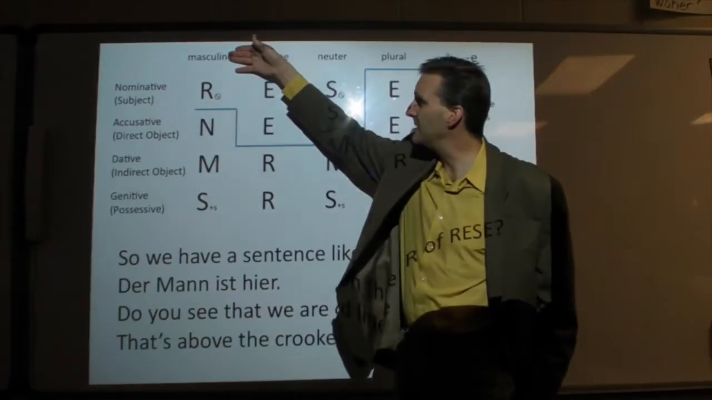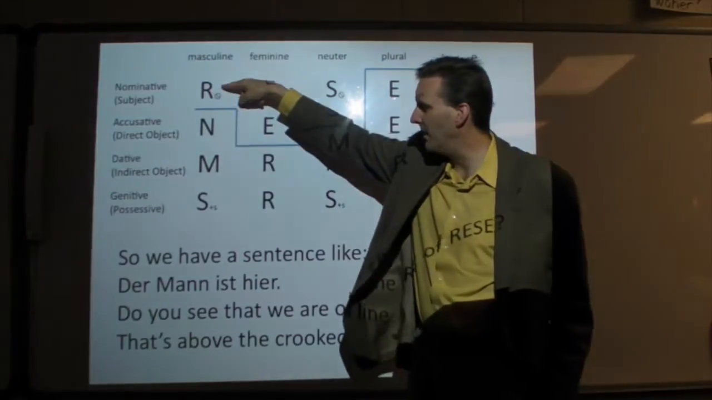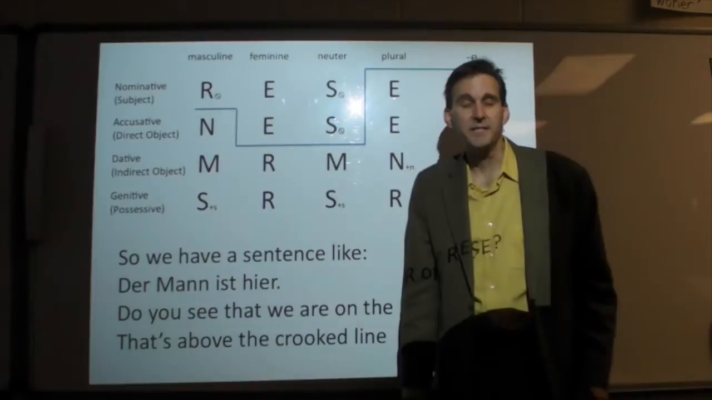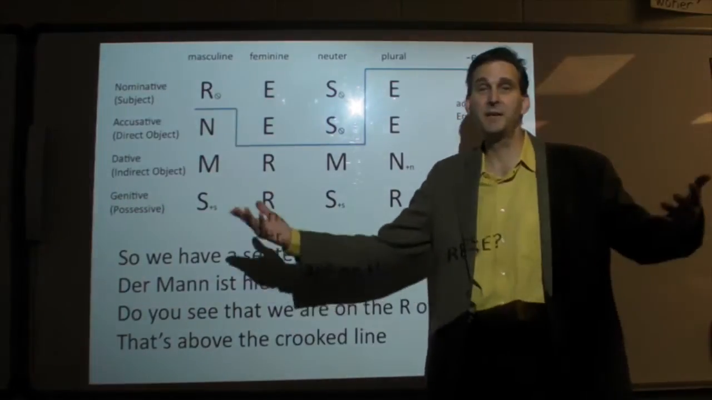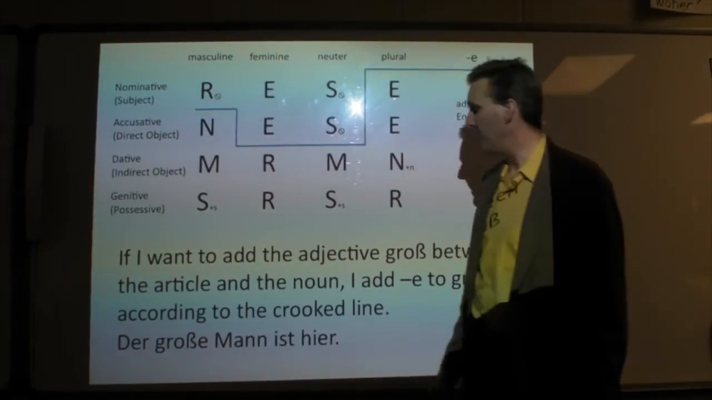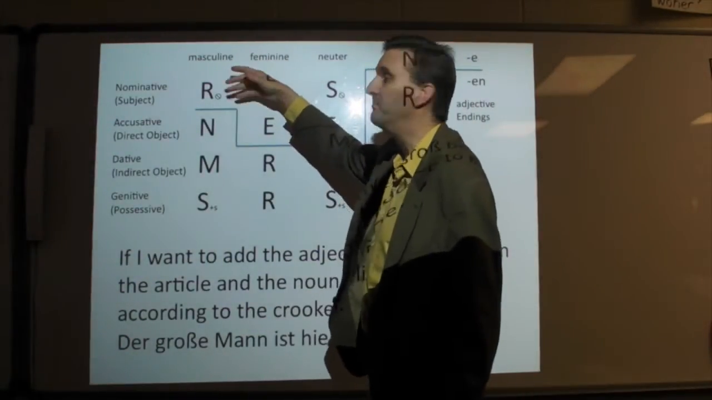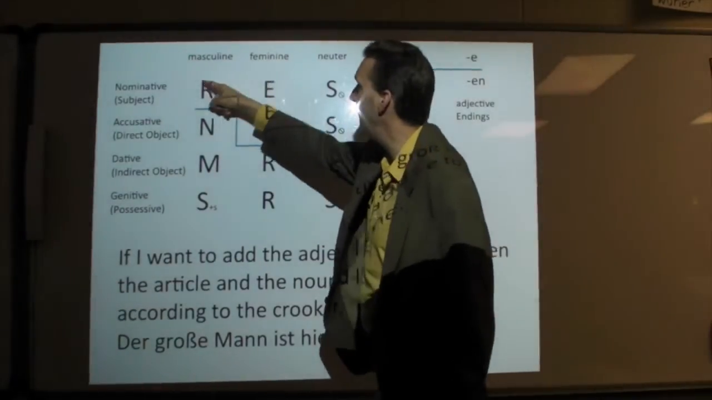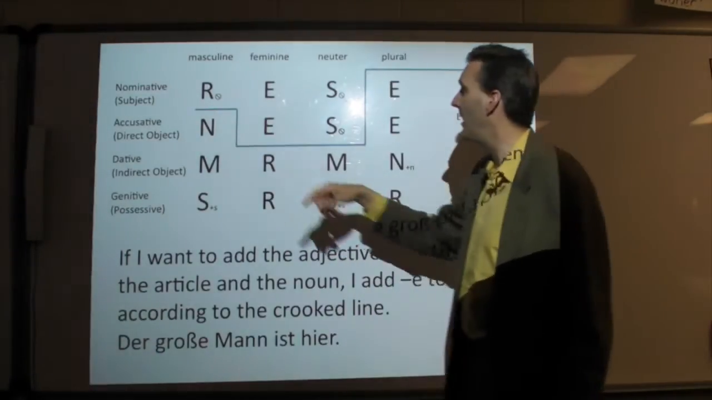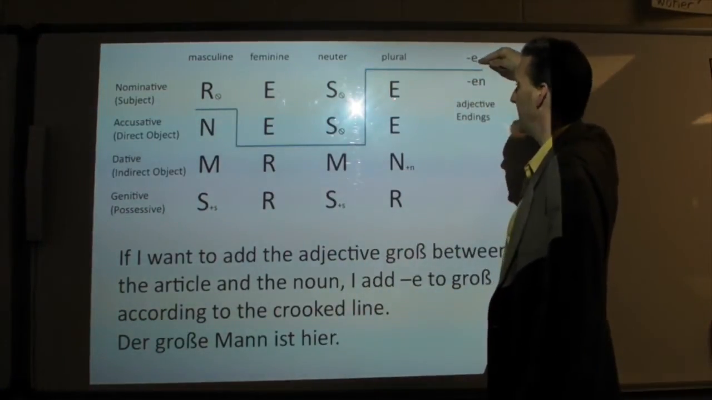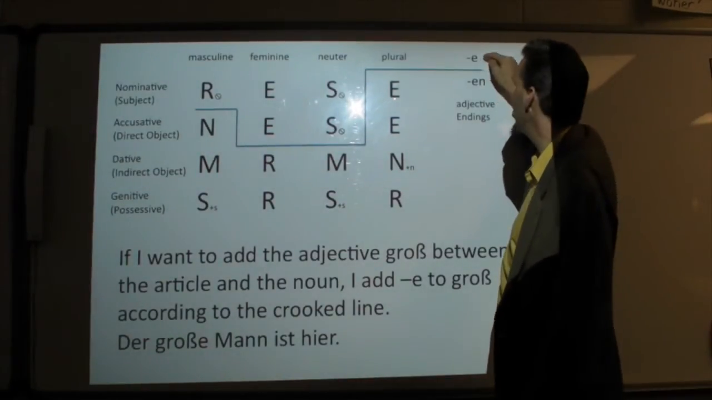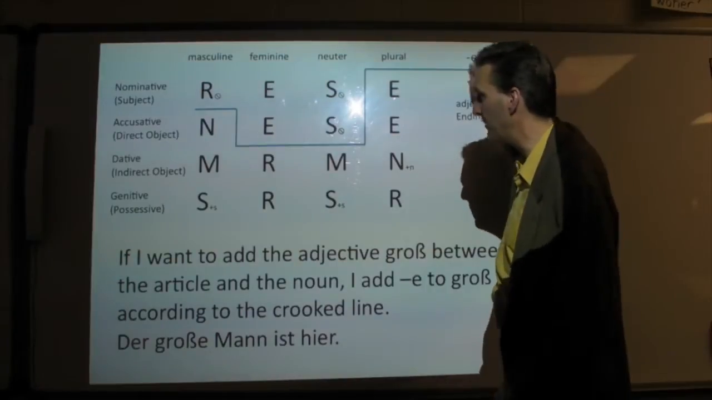We know that Mann is masculine, it's a subject. Here's our R for der. Now, instead of simply the man is here, I might want to say something like the big man, the tall man. Okay? The big man is here. And if I want to do that, the word big, which is an adjective, I need to ask myself, is this R above or below the line? Well, the R is above the line. So above the line is an E, which means the word big, or gross, needs to have this E on it. And that's how we work this out.